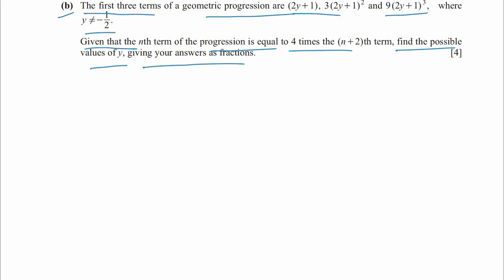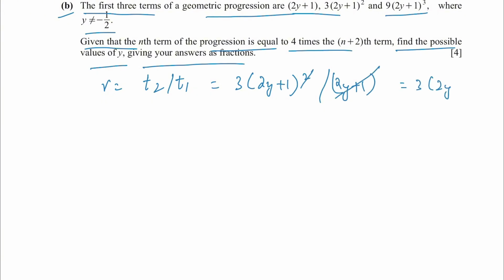Now let's first calculate the common ratio. We'll have our common ratio as term 2 divided by term 1. That would be 3 (2y plus 1) whole squared over (2y plus 1). We cancel it out and we're getting our common ratio as 3 into (2y plus 1). So now let's just apply this.